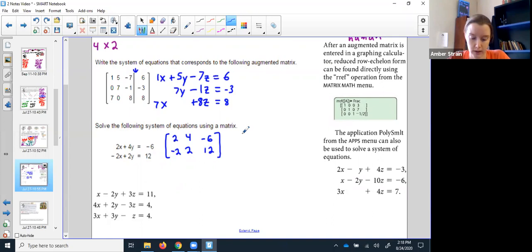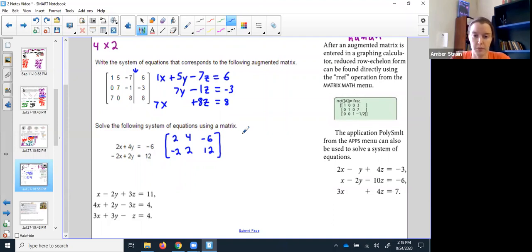So I hit 2, enter, 4, enter, negative 6, enter, making sure to use the little negative down here, not the one on the side. And when I hit enter, after that negative 6, it automatically takes me to the next line. So I go negative 2, enter, 2, enter, 12, enter. And it should look just like you have on the screen. If it doesn't, go back and double check that.